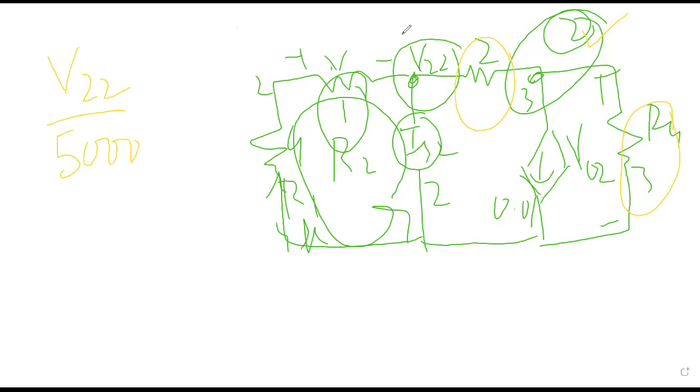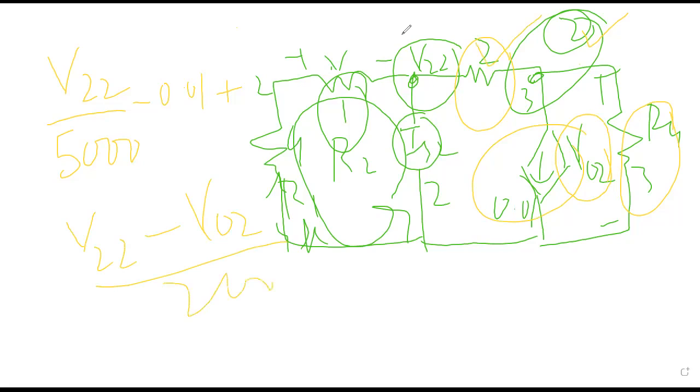Then this is the leading, and the lag is basically the control, that is the smaller V, that is 0.01 plus. Now the second is this voltage that is added in the system, so it must be V22 minus V02, which is the voltage across the resistance between V22 and V02, divided by 2 kilo ohm, so 2000, equals to 0. So this is the complete equation for this one.